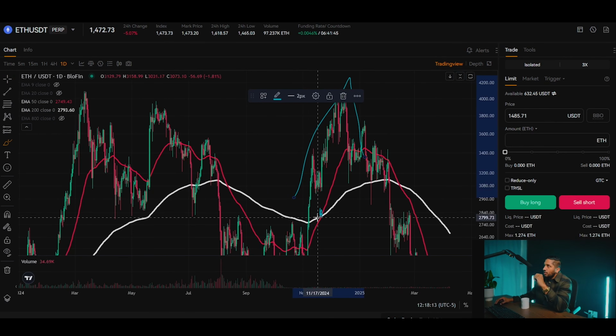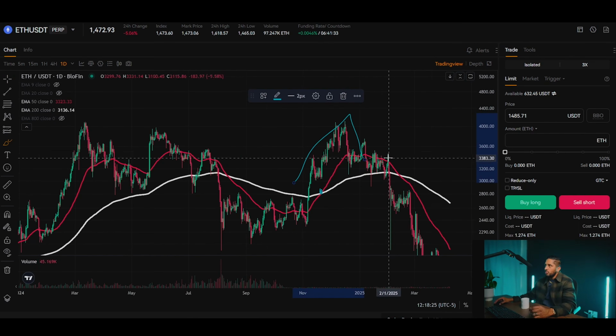When you see this 50 cross the 200 above, you'll notice this happening. You might notice it, right? We can't predict the market, but when you see it crossing under, it becomes bearish. We'll talk about that here now.